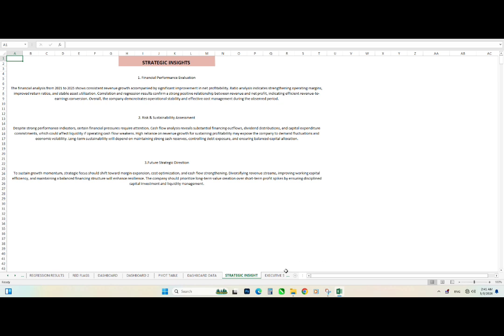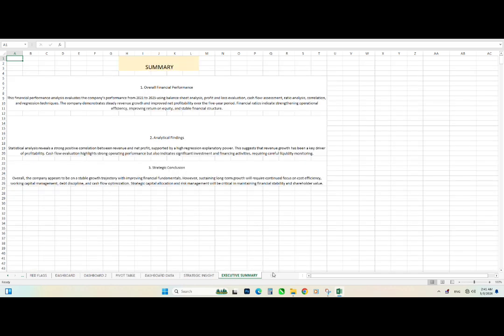The executive summary. In summary, the company shows strong financial performance across all key areas. It is profitable, financially stable, and well positioned for future growth.